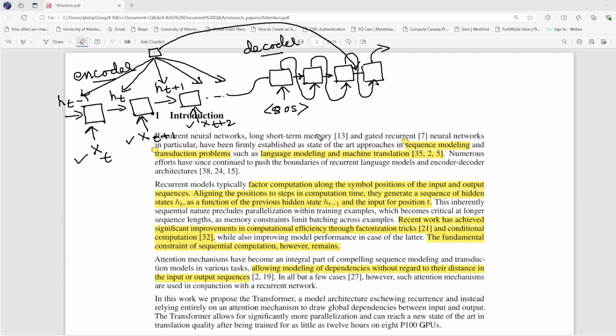And you also had CNN models. But what's happening in this paper is they are trying to get rid of this recurrence, and only have attention. So we'll see how this is done in the paper.